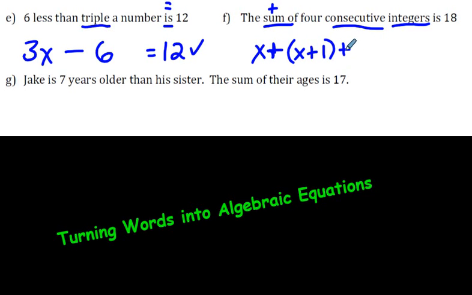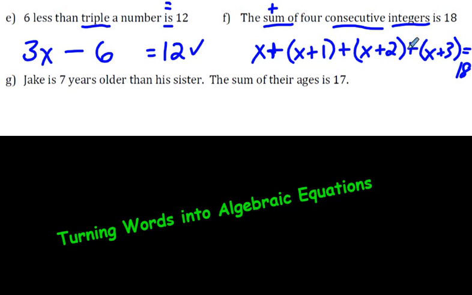Now it's 4 consecutive integers. There's 1, there's 2, we need 3, so x plus 2. That would be the next number in order after x, so x plus 1, plus x plus 2, plus x plus 3, equals 18. I couldn't squeeze it on the screen, sorry. So, wow, I actually don't have enough room to do all this nicely here.